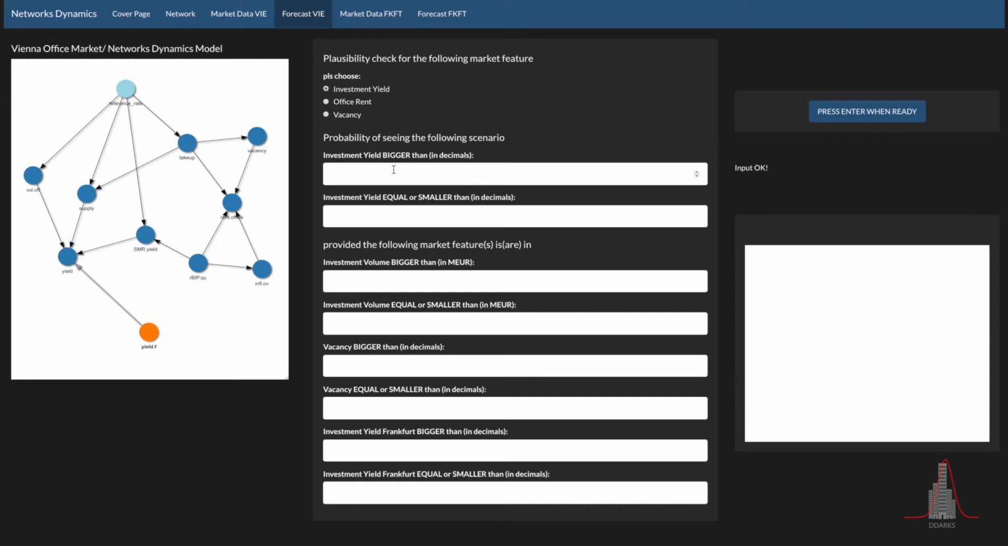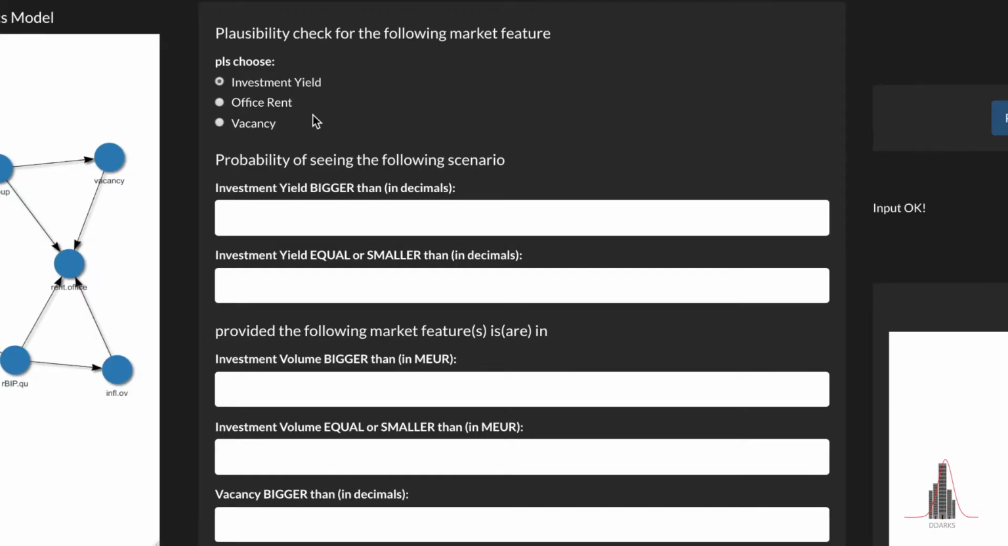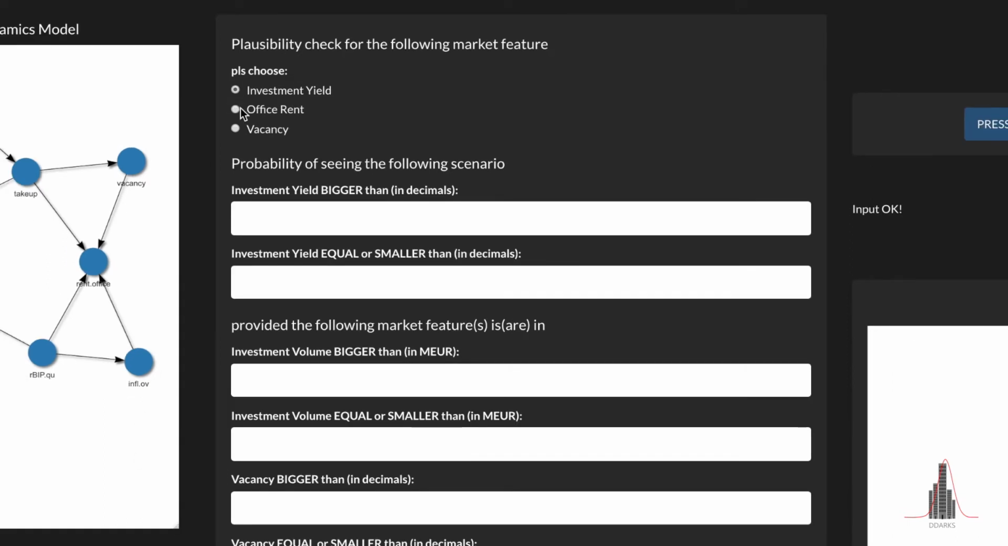So from there you go to the forecast page. In this forecast page, the market is shown and the structure of the market is shown, which is handled by this forecast page. And you can choose between several parameters. In this case, we implemented investment yield, office rent, and vacancy. But it depends on the client what he wants to be implemented and which kind of risk parameters he sees as necessary to be implemented. Here you have the input part of the application. So let me show you how it works with the investment yield.